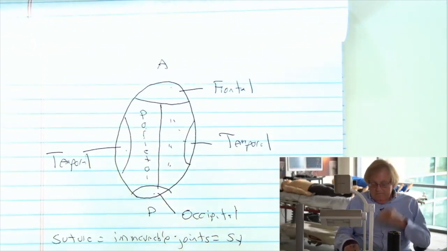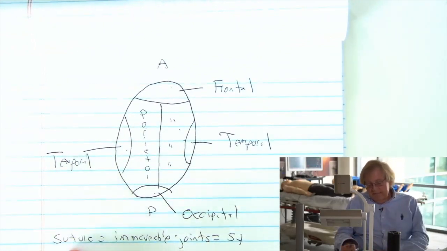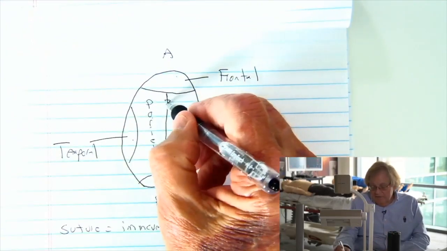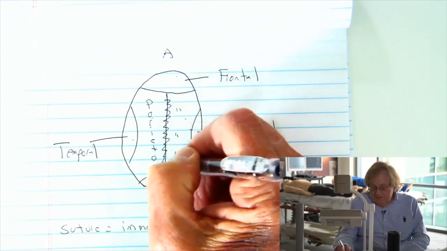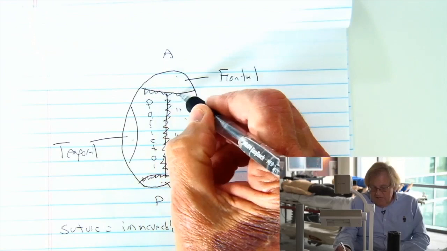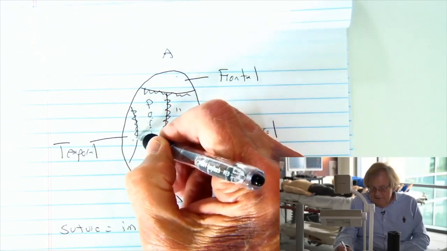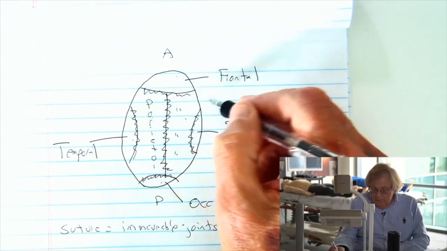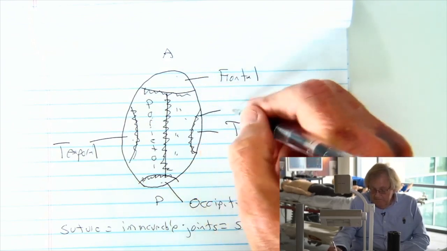Okay, so a suture is an immovable joint, which is synarthrotic. So it cannot move. And that's why they look like a suture, because they almost look like a stitch. And inside of each of those stitches are going to be little tiny bones called Wormian bones.